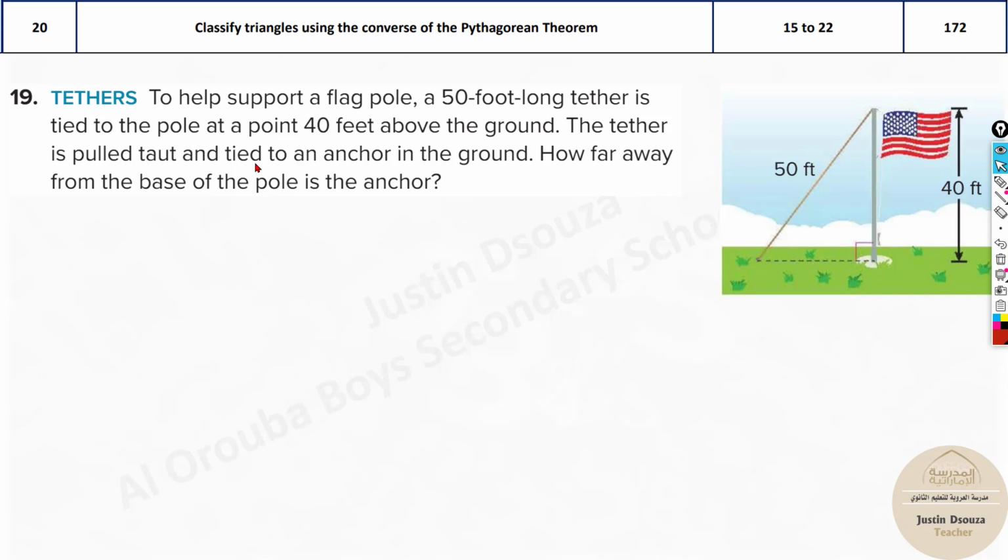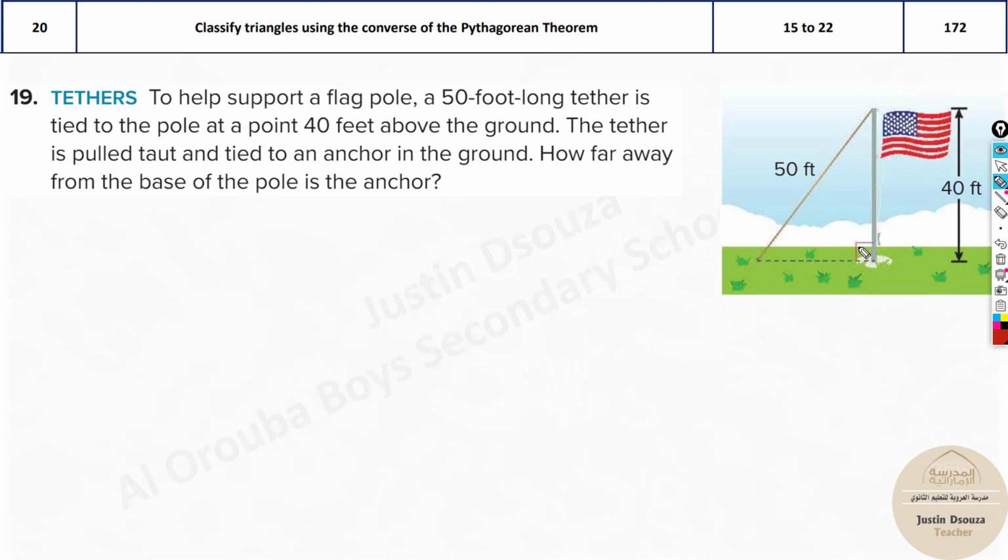And now we have another type of problem. Tethers. To help support a flagpole, a 50-foot long tether is tied to the pole at a point 40 feet above the ground. Okay, see, this is the tether over here, above 40 feet. That means the pole is 40 feet. They have given it in the figure. The tether is pulled taut and tied to an anchor in the ground. How far is it from the base of the pole? This is the distance you need to find.